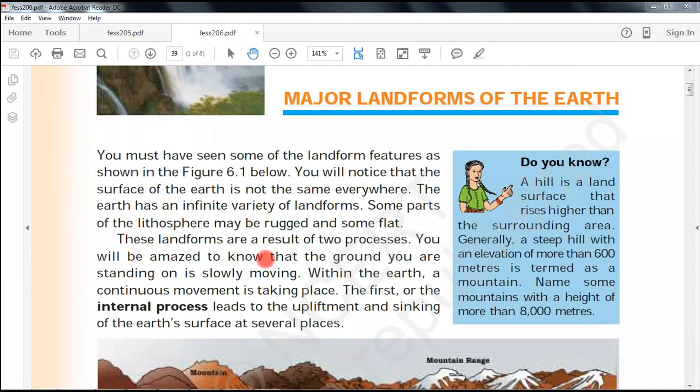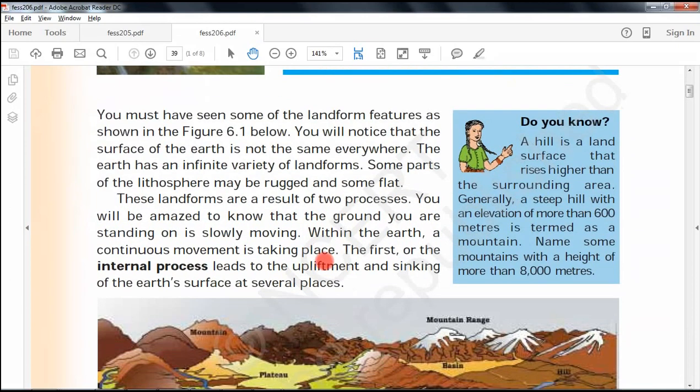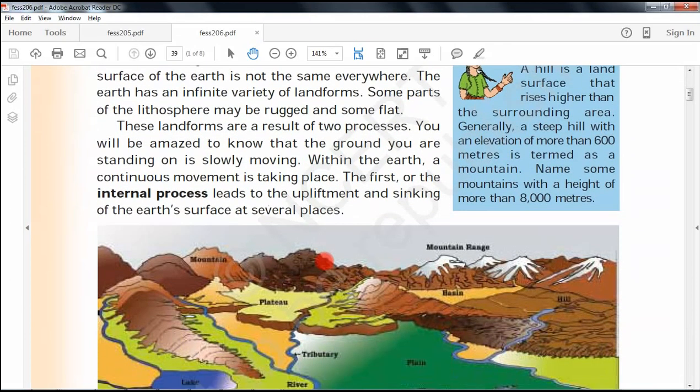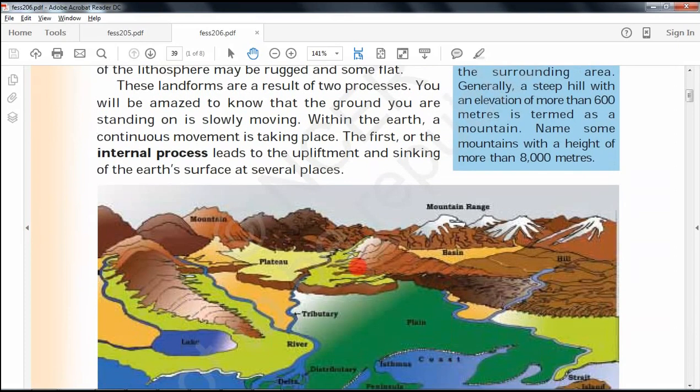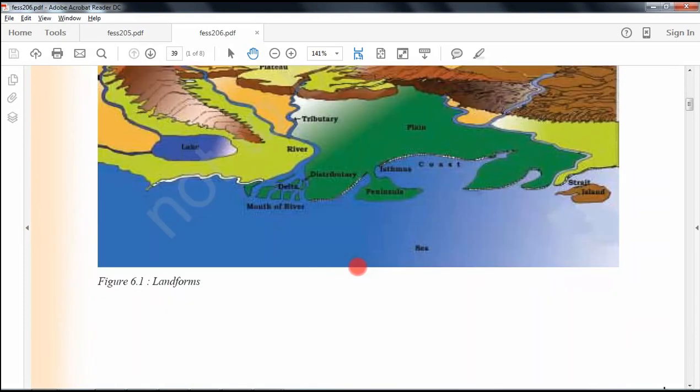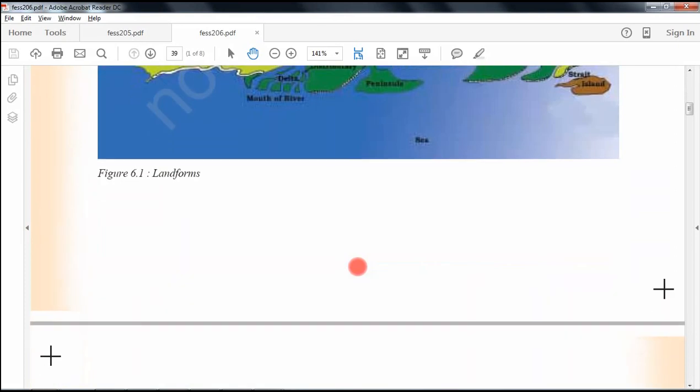The internal process happens within the surface of Earth, and which leads to two things: upliftment and sinking of the Earth's surface at several places. So both upliftment can happen and sinking can happen. So it's generation or destruction. Both things can happen. And we have external process as well. In the external process also, two things will happen.